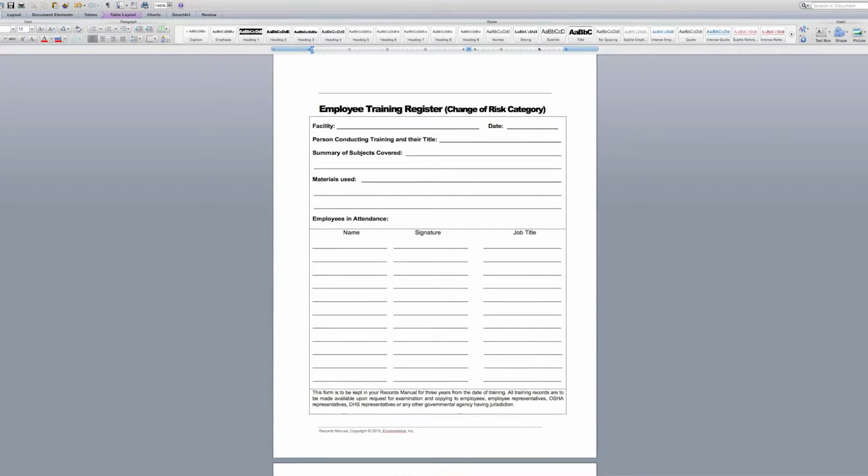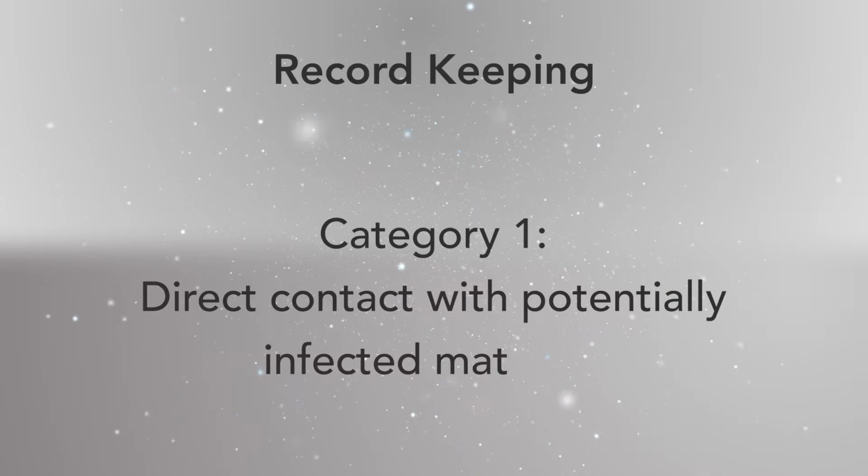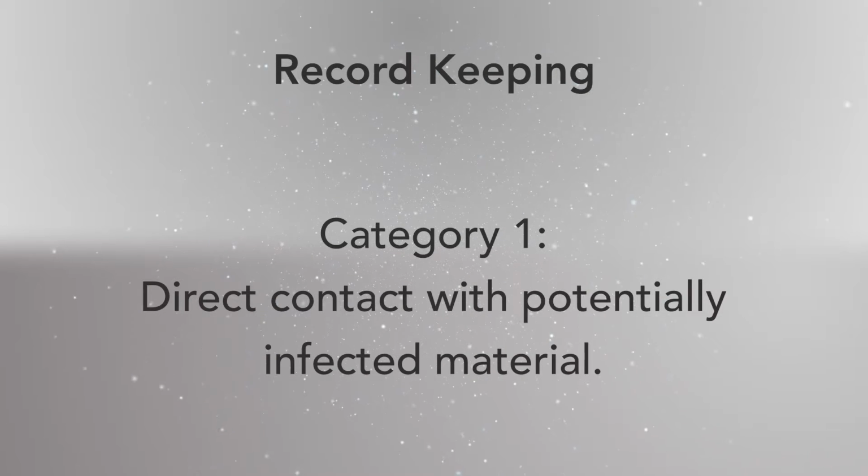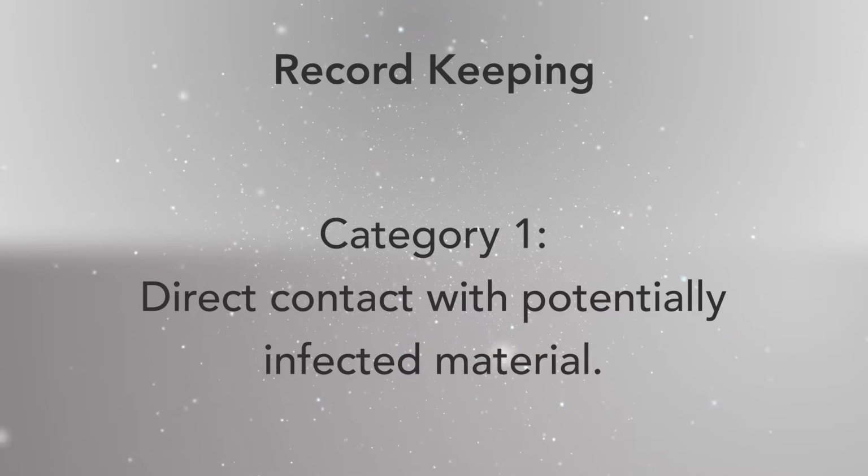This next form is for a training that may or may not be required for you, and it happens whenever it happens. This is called the change of risk category training. So we have 3 basic categories of risk in a medical or dental facility. Category 1 is individuals who have direct contact with blood or other potentially infectious material. So in a dental office, it would be someone who actually places their hands in the mouth of a patient and comes in direct contact with blood or bloody saliva. With a medical facility, it's the same way.